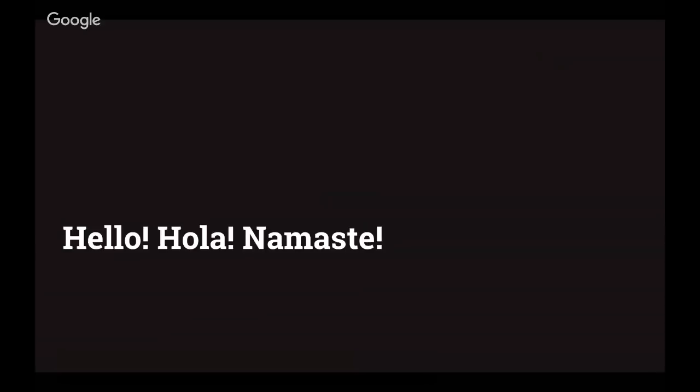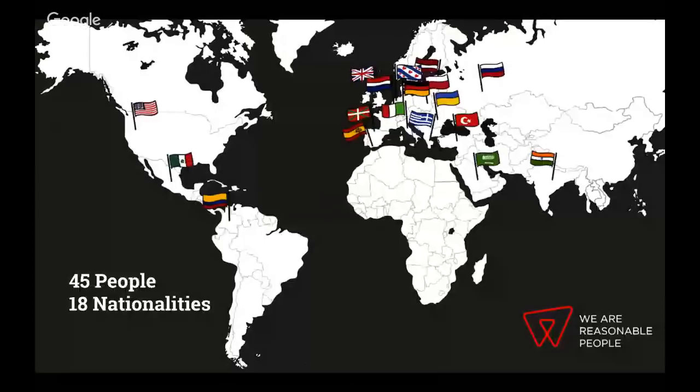We met at We Are Reasonable People, a company where at the time 45 people were working, and we were from 18 different nationalities. And this international environment was quite enriching and made us aware a lot about all these different cultures during lunches and when we worked in teams, and also, of course, during Friday drinks. And this is where we started, together with our colleague Marta Axpe, to work on this topic of cultural differences.